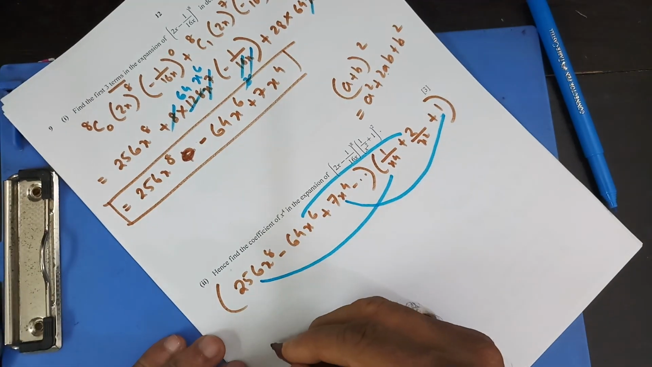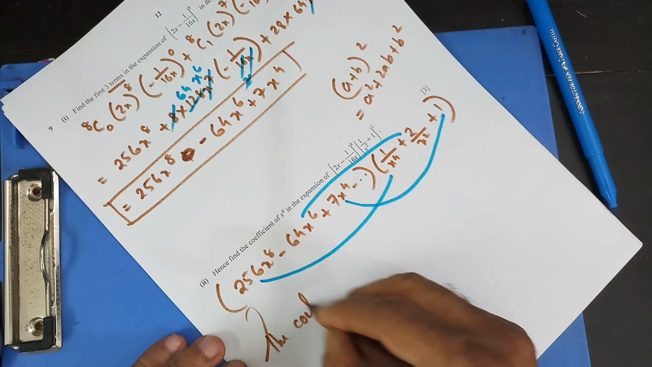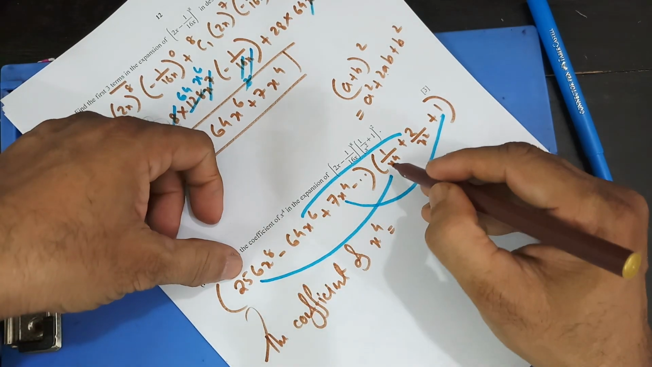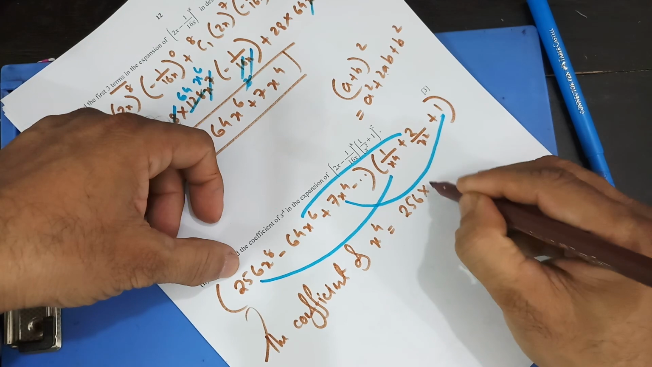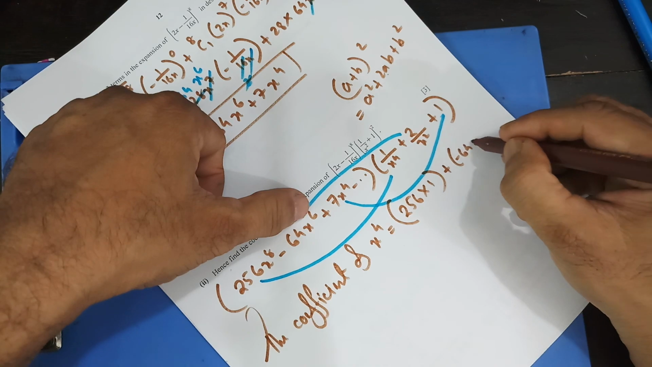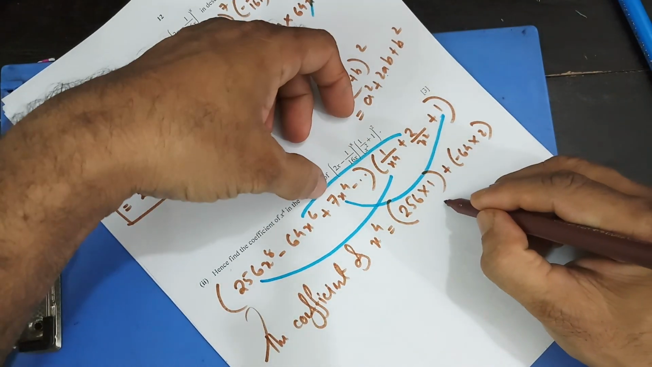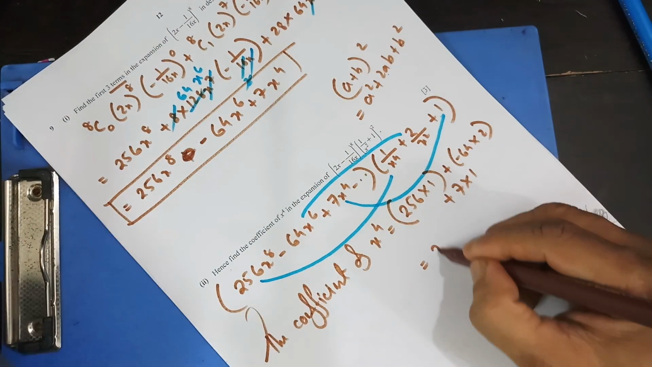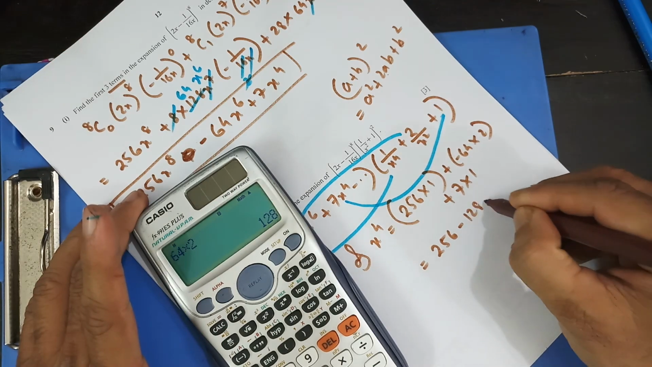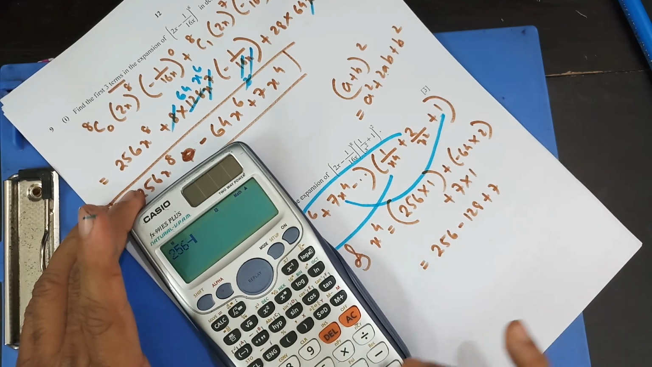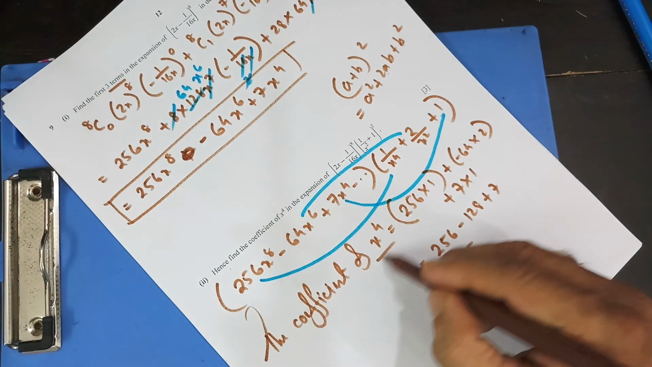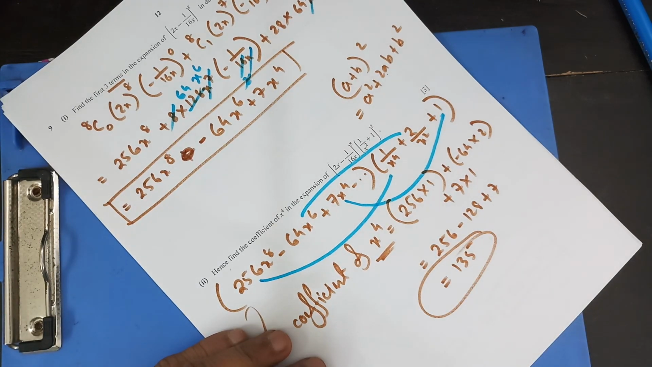Okay, so the coefficient of x to the power 4 is equal to this times that, so 256 times 1, that's the first one, plus minus 64 times 2, plus 7 times 1. Now what do I got? 256 minus 64 times 2, I got 128, plus 7. So 256 minus 128 plus 7, I got 135. So the coefficient of x to the power 4 is 135.